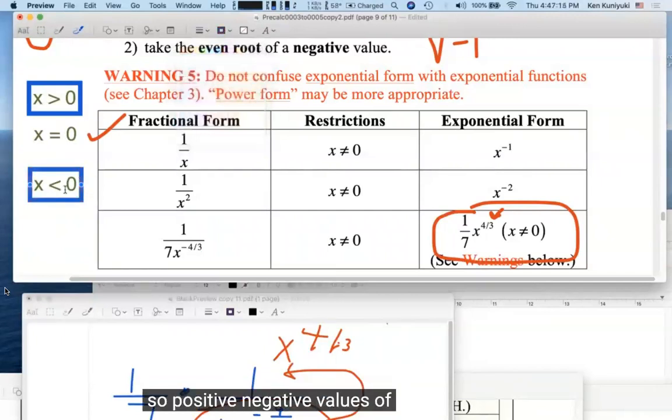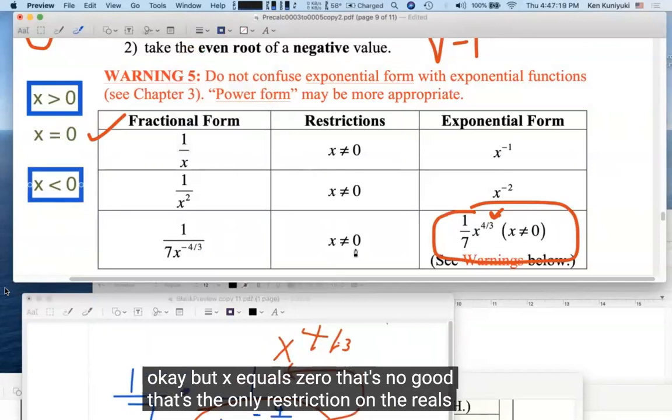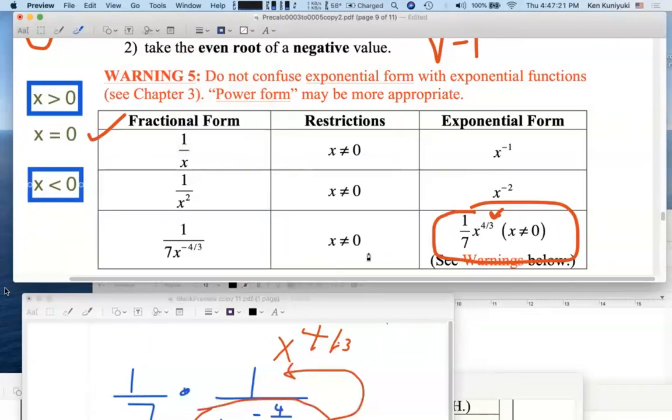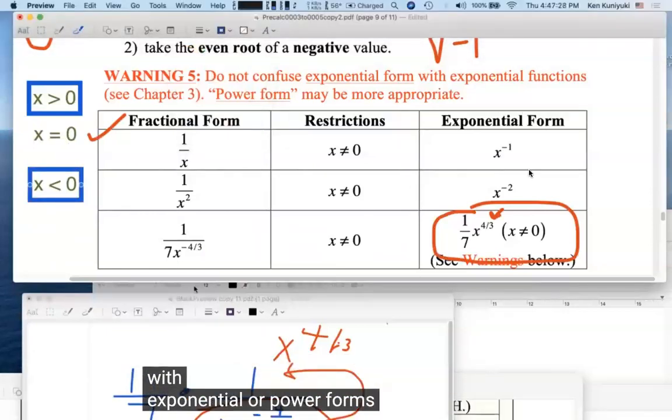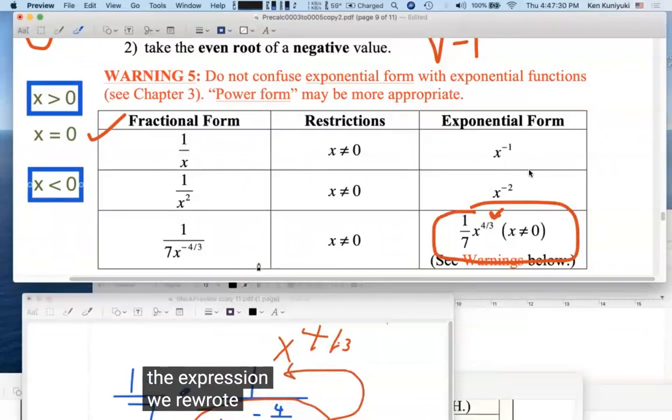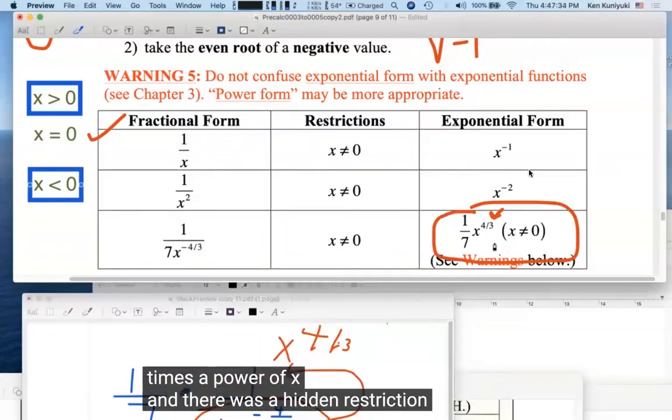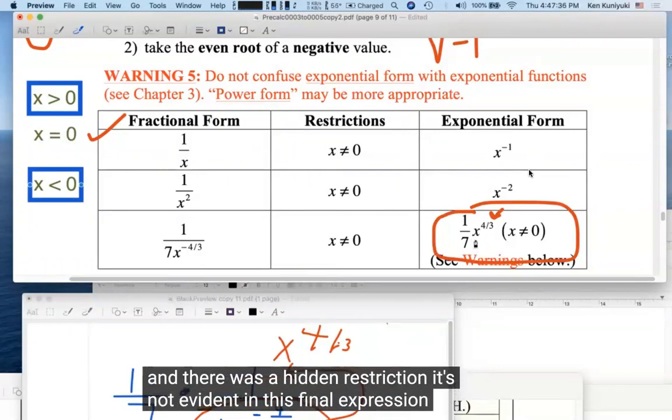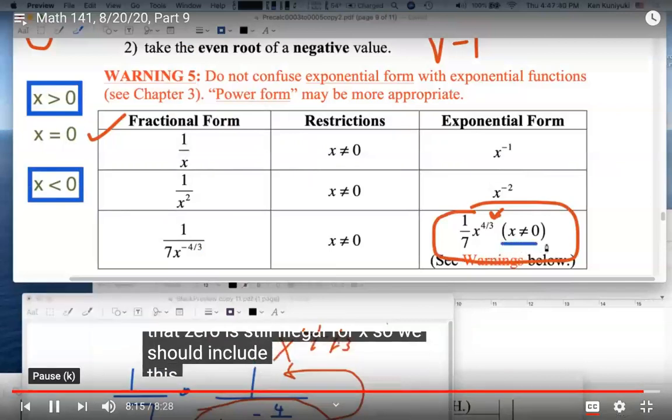So positive, negative values of x are okay, but x equals 0, that's no good. I should put an X there. So we're relating here fractional forms with exponential or power forms. Here we rewrote the expression as a constant coefficient times the power of x. And there was a hidden restriction. It's not evident in this final expression that 0 is still illegal for x. So we should include this hidden restriction.